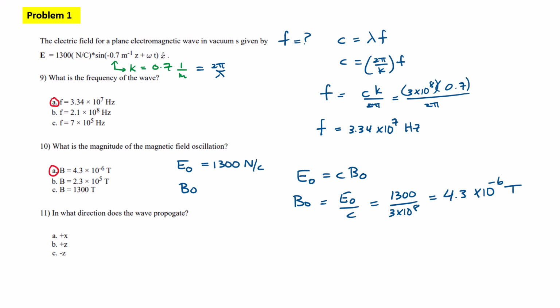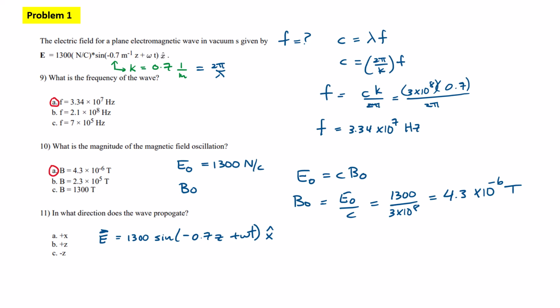All right, the next one is, in what direction does the wave propagate? All right, so this one you have to be a little bit careful. If I go ahead and I rewrite this expression right here, I'm going to write my field equals that amplitude 1300 sine. Now look what they have. They have a negative sign here in front of that 0.7. Now multiplied by z plus omega t. And that field is only in the x direction.